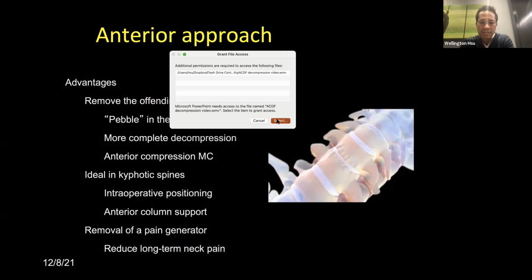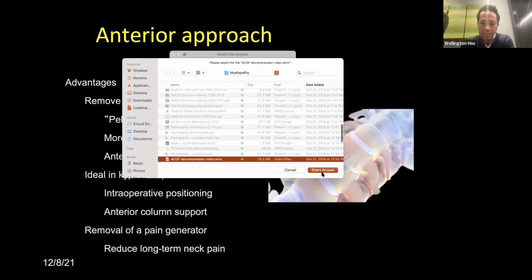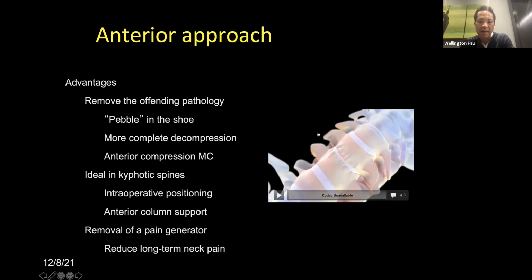The anterior approach involves removing the pebble in the shoe, in that analogy where you have a pebble in the shoe, you want to actually remove it and go directly after it. It's a more complete decompression.